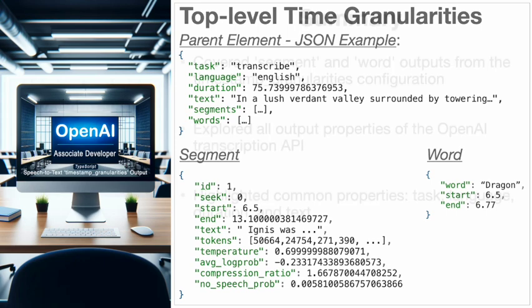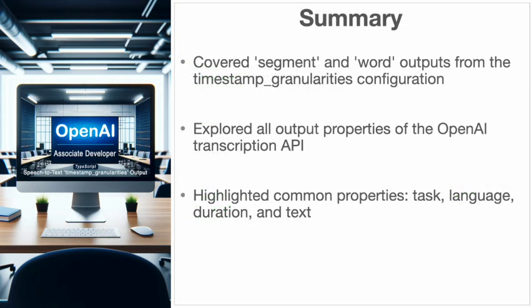In summary, we've covered all the output properties returned by the OpenAI Transcription API. We delved into both the segment and word outputs as determined by the timestamp granularities configuration property. We also explored the common properties, such as task, language, duration, and text, that are returned regardless of the granularity setting. Understanding these properties is crucial for effectively using the Transcription API and extracting meaningful insights from the transcribed audio. By mastering these details, you can enhance your application's ability to process and interpret spoken content accurately.